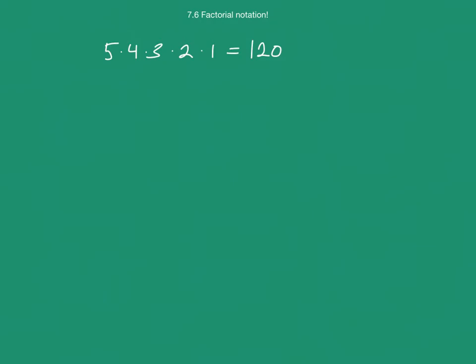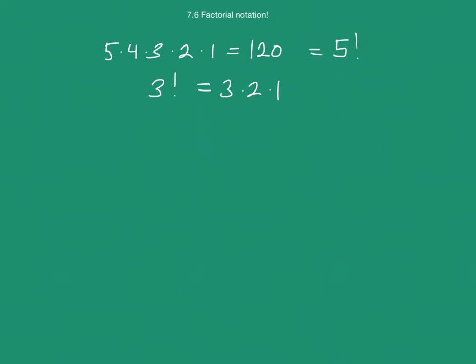But another way of writing this, which is shorter, is going to be 5 factorial. So the exclamation mark simply means that you multiply the natural numbers from 1 up to the number you write. So 3 factorial means 3 multiplied with 2 multiplied with 1.